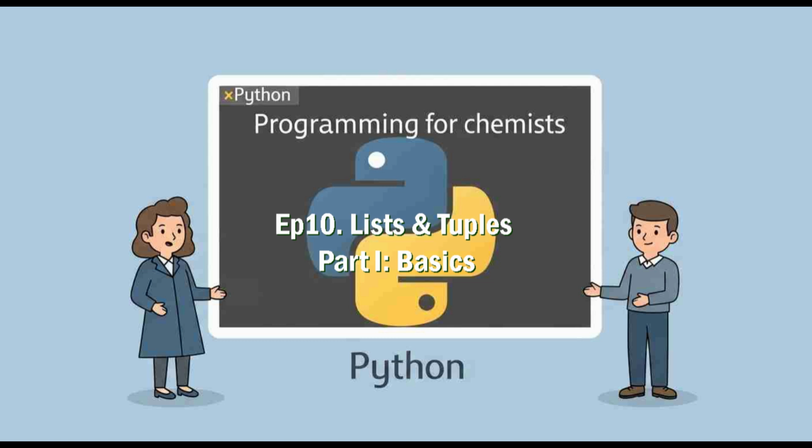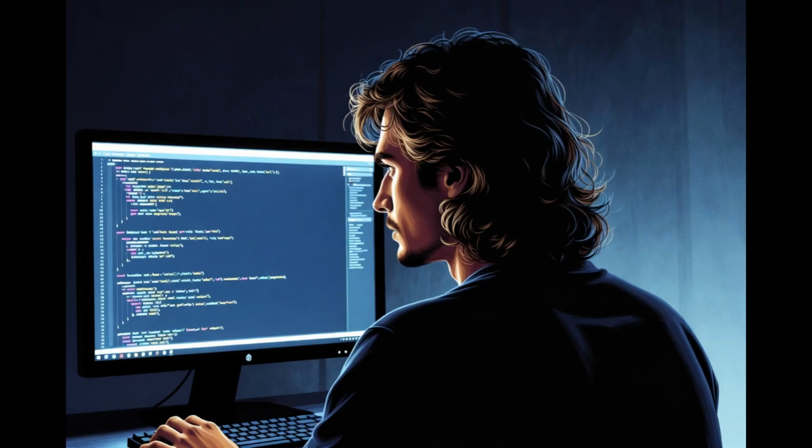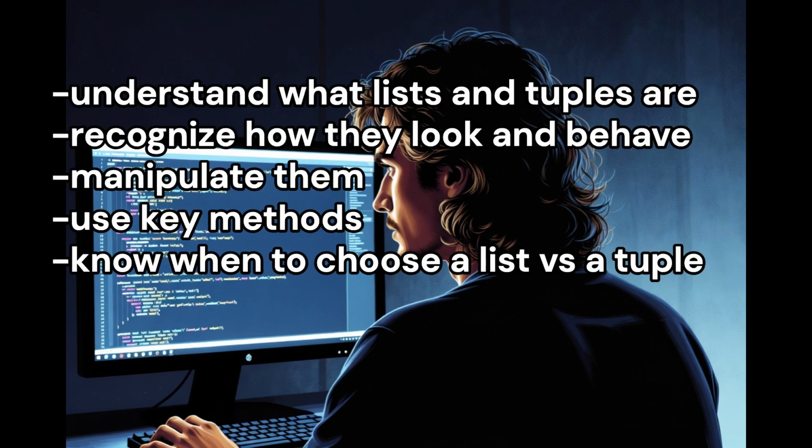Today is going to be super useful. We're talking about lists and tuples. Think of these as your digital lab organizers, essential for keeping your experimental data, element lists, and reaction parameters in check. By the end of this video, you will be able to understand what lists and tuples are, recognize how they look and behave, manipulate them, use key methods, and know when to choose a list versus a tuple.